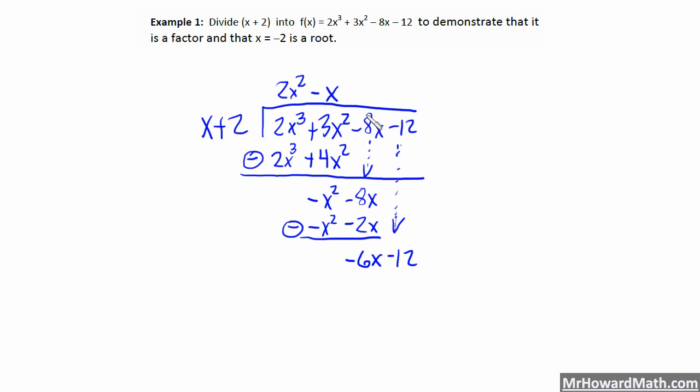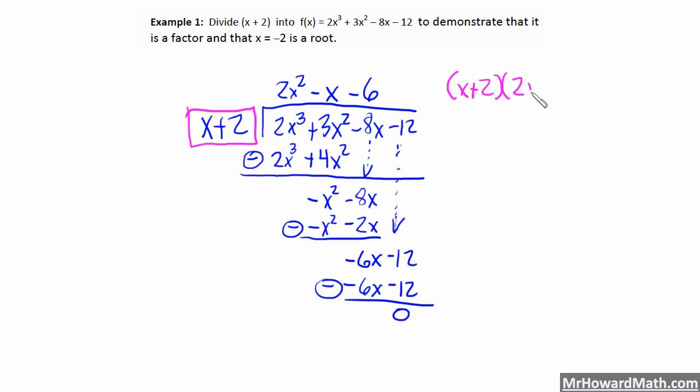Alright, what times x gives us negative 6x? That would be minus 6. Negative 6 times x, negative 6x. Negative 6 times 2 is negative 12. We're subtracting these, and this all cancels. We have a remainder of 0. Therefore, x plus 2 is a factor of this 2x cubed plus 3x squared minus 8x minus 12 polynomial. So we can now rewrite this as x plus 2 times 2x squared minus x minus 6. Alright, so we have proven here that x equals negative 2 is a root of this polynomial right here. So let's move on to example 2.